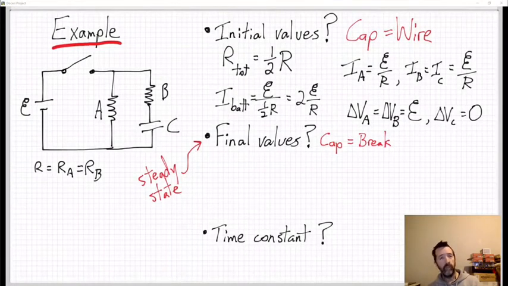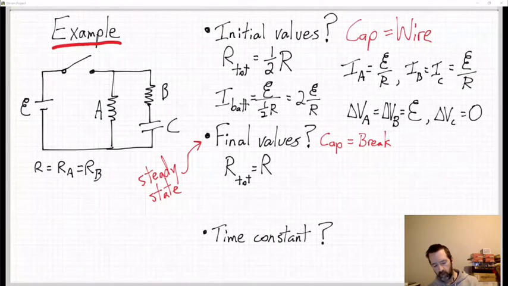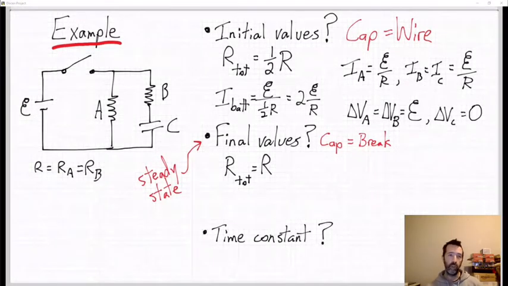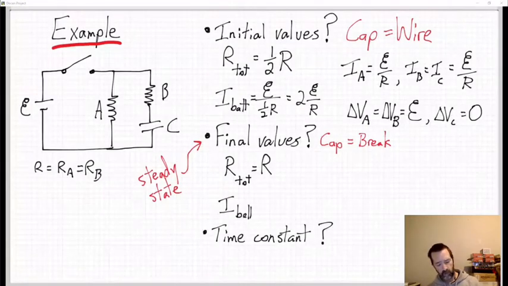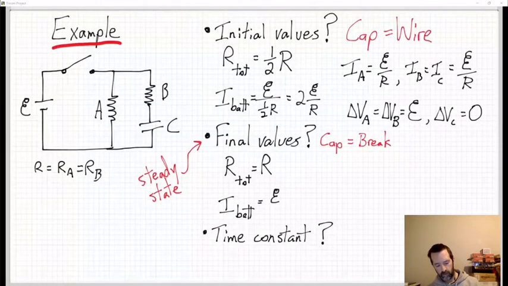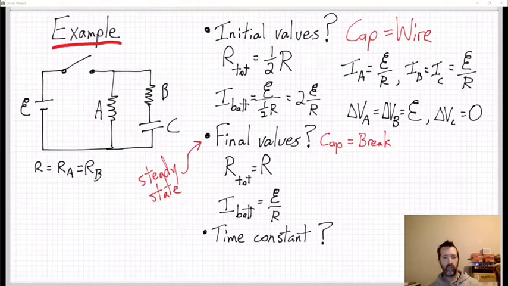So the effective resistance of the circuit in that case, as seen by the battery, is just 1 R. The only relevant resistor is resistor A. That means that the current coming out of the battery is E over R. So it's producing less current than it used to, because the resistance has gone up. The initial resistance was half R, and the final resistance is twice as much. So the battery is producing less current now.